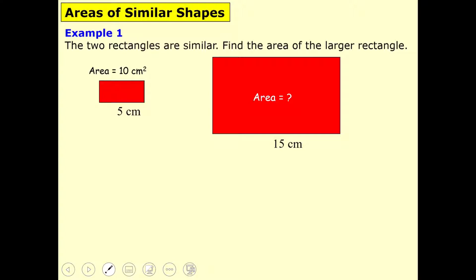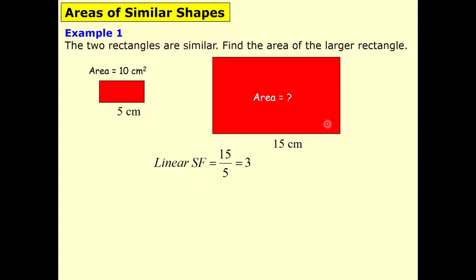So we're going to use our previous skills of calculating the scale factor to start with. So this smaller rectangle is going to be our old shape and it's been enlarged to become this bigger rectangle, making this our new shape. So we're going to find out our scale factor, and I'm going to call this our linear scale factor. So 15 over 5, which is our new over old, and then 15 divided by 5 is 3. So our linear scale factor is 3. So we can use that to find lengths.